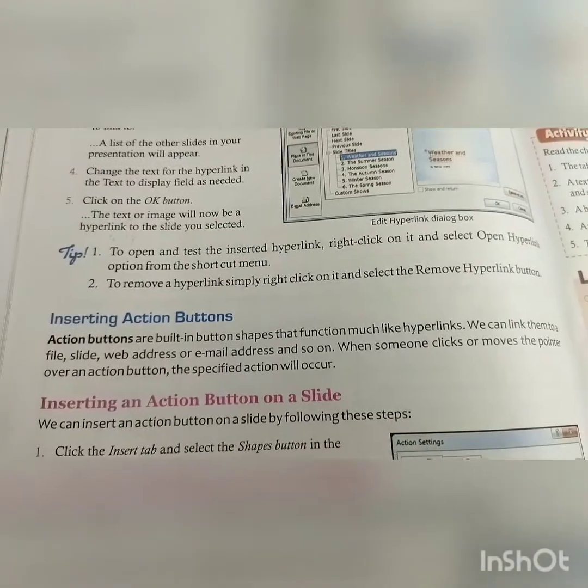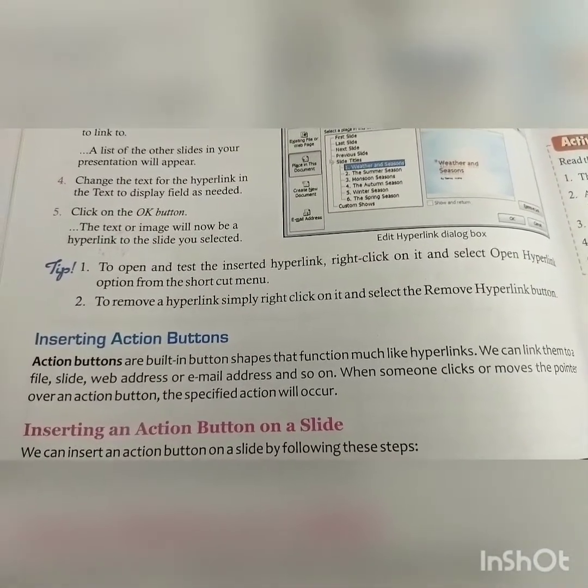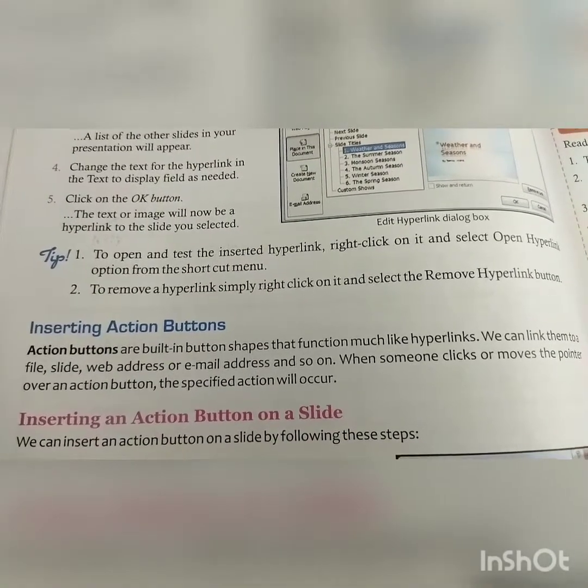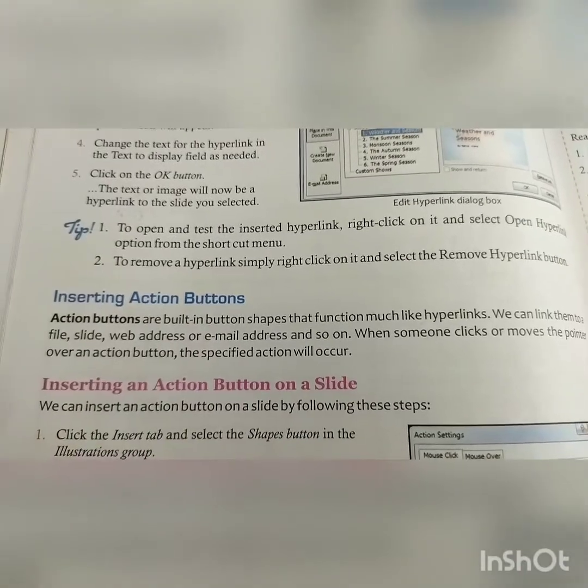To open the inserted hyperlink, right-click on it and select the Open Hyperlink option from the shortcut menu. To remove a hyperlink, simply right-click on it and select the Remove Hyperlink button.